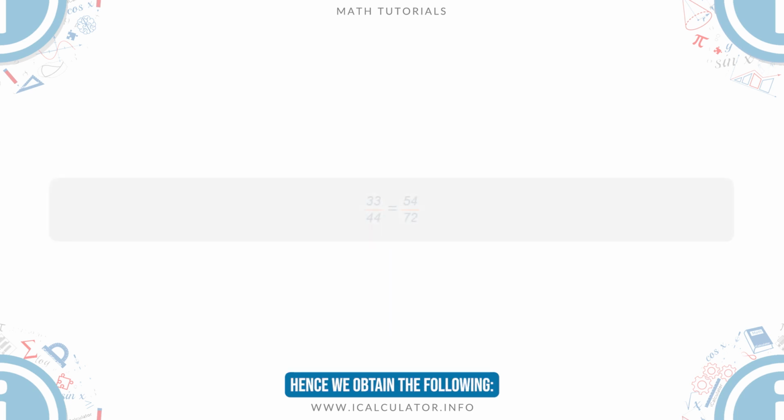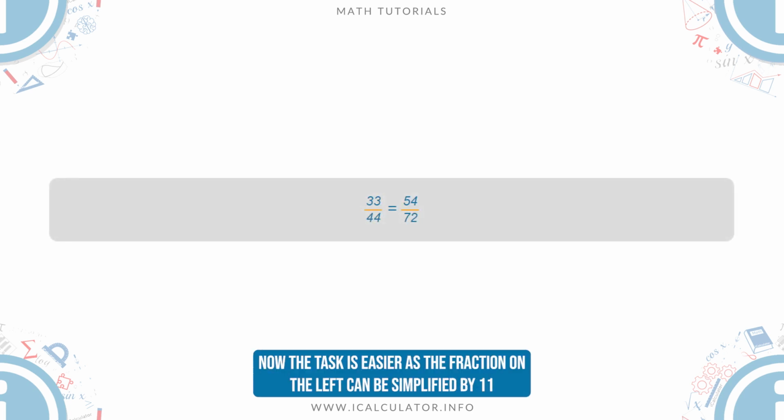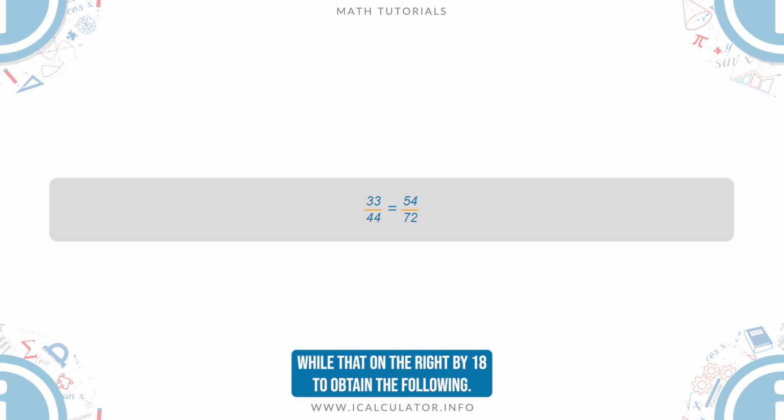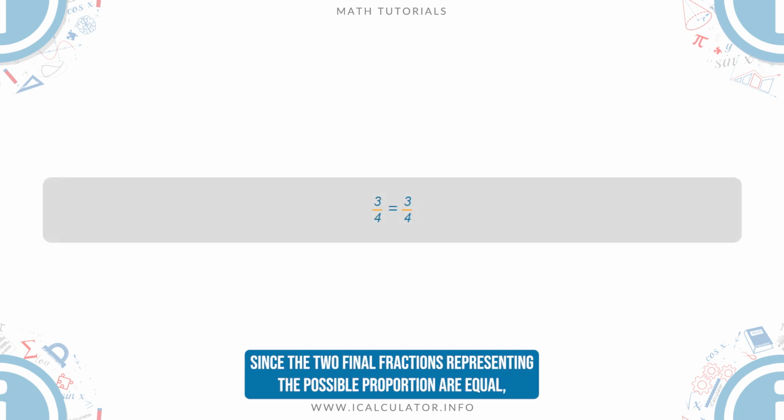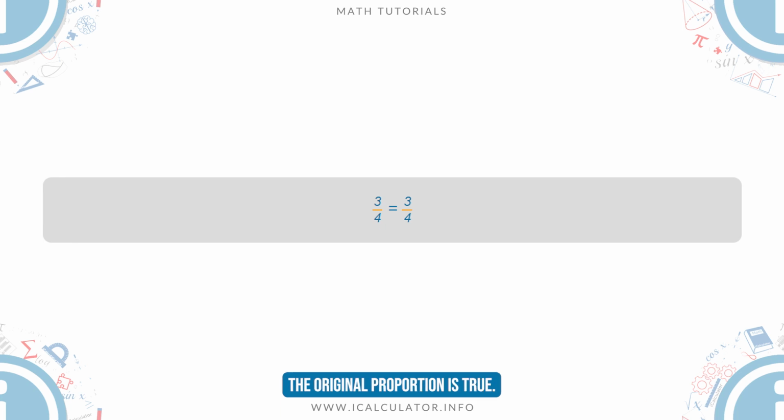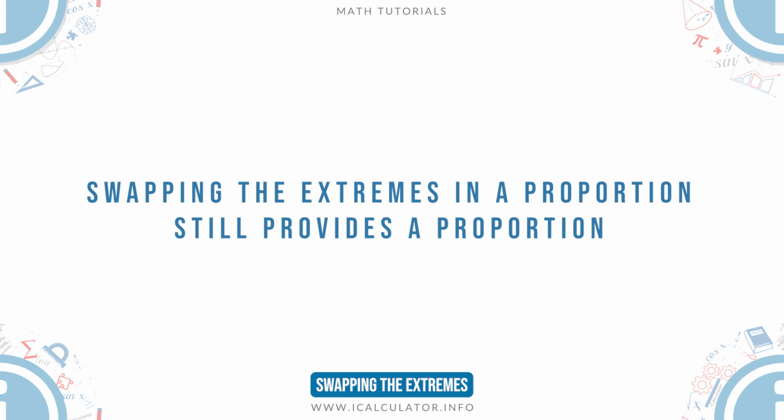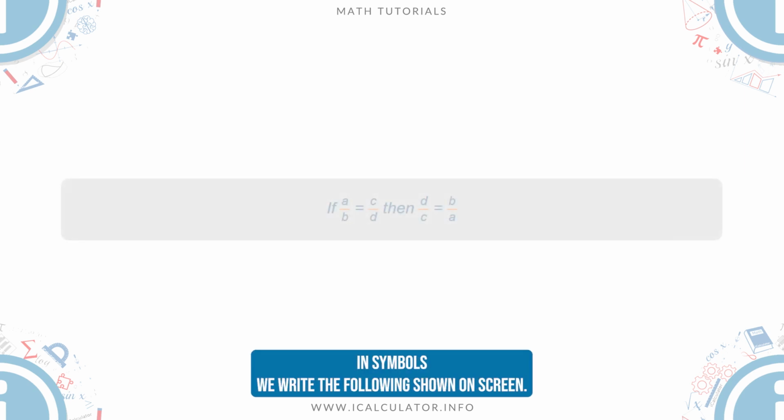Hence, we obtain the following. Now, the task is easier, as the fraction on the left can be simplified by 11 while that on the right by 18 to obtain the following. Since the two final fractions representing the possible proportion are equal, the original proportion is true. Swapping the extremes in a proportion still provides a proportion. In symbols, we write the following shown on screen.